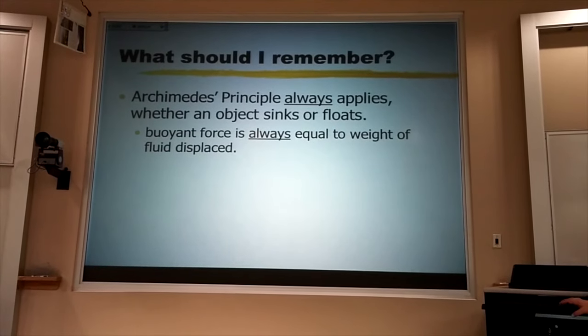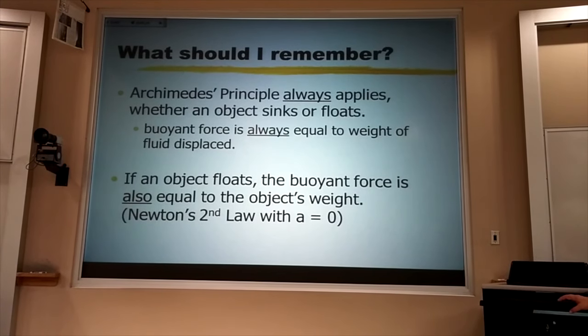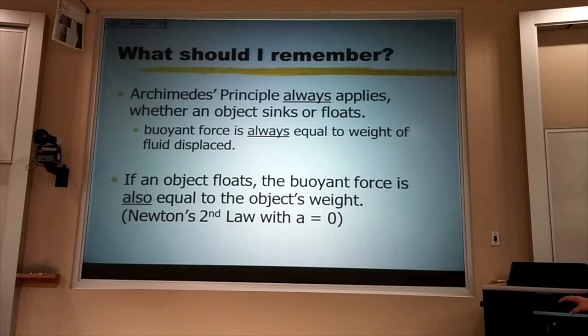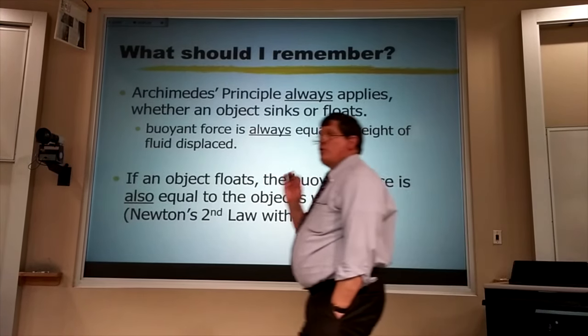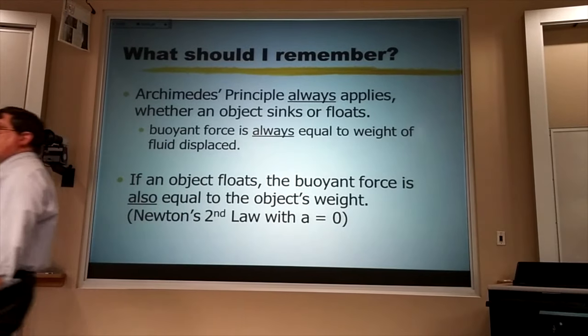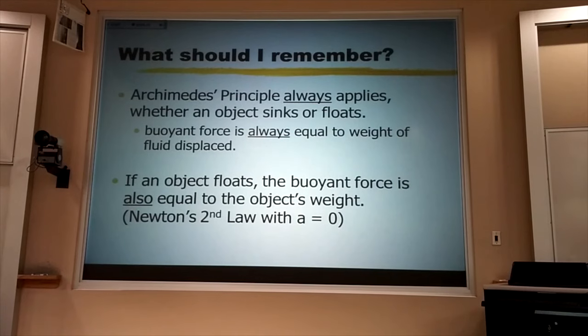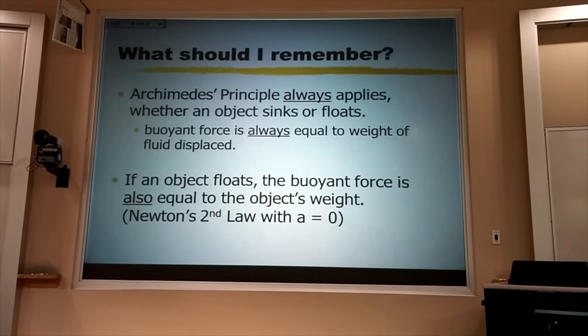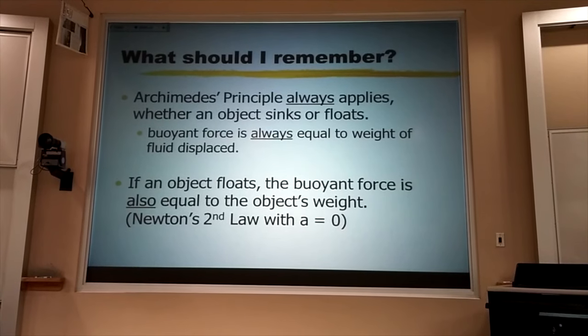If the object is floating, you get a second tool in your toolbox. And that is, there's only two forces, buoyant up, weight down, and it's got no acceleration. So that means that the buoyant force also has to equal the weight of the object. The 10-ton ship, if it's floating, has a buoyant force equal to 10 tons. Okay? Check with Nimrod. See if Nimrod is on the bus with this.